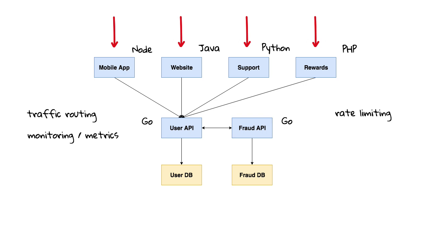Imagine building custom rate limiting in PHP, then in Python, and then in Java. It'd be a total waste as you're duplicating all this.